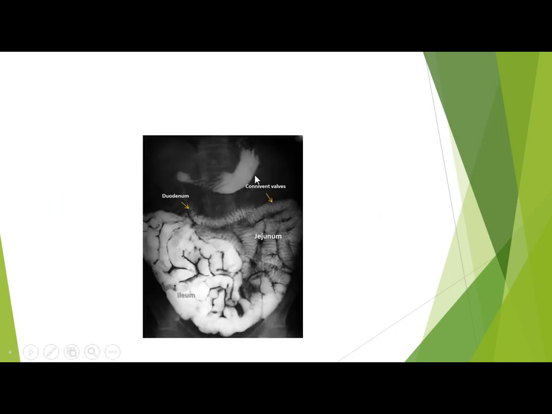In this radiograph, we see a barium meal and barium follow-through. We see the duodenum located in the right and upper quadrant, and the jejunum in the left and upper quadrant, and the ileum in the right and lower quadrant. The valvulae conniventes are more prominent and thicker in the duodenum, and less in the ileum, and in the distal ileum they may not be present, and the distal ileum is more smooth.